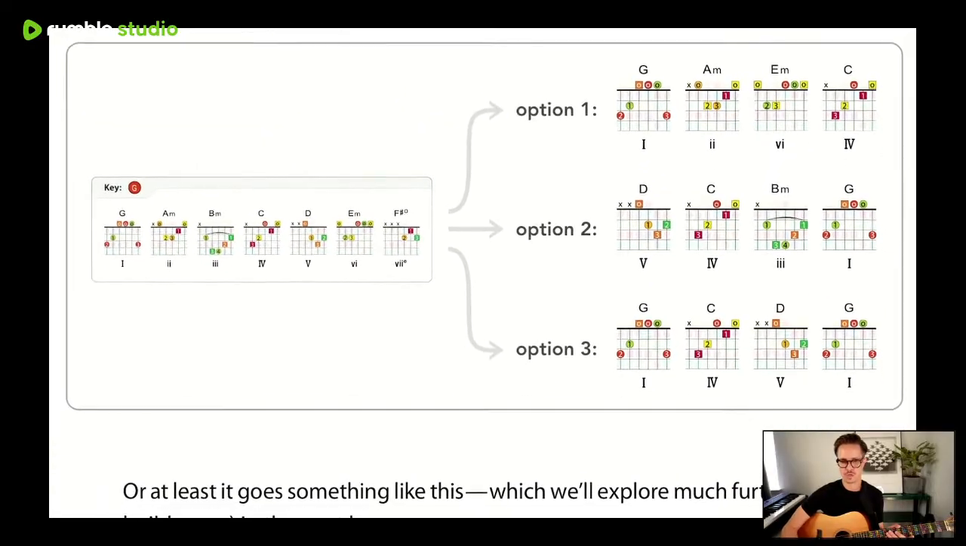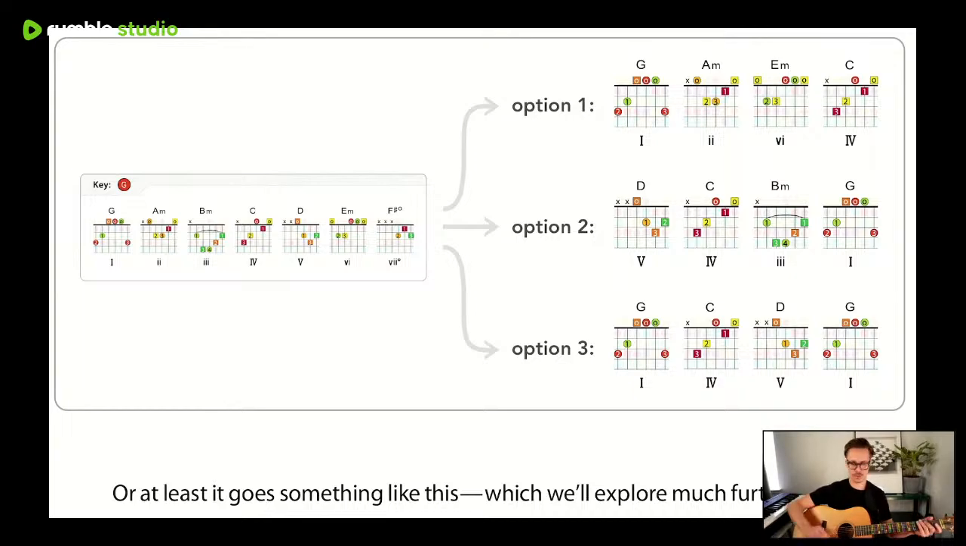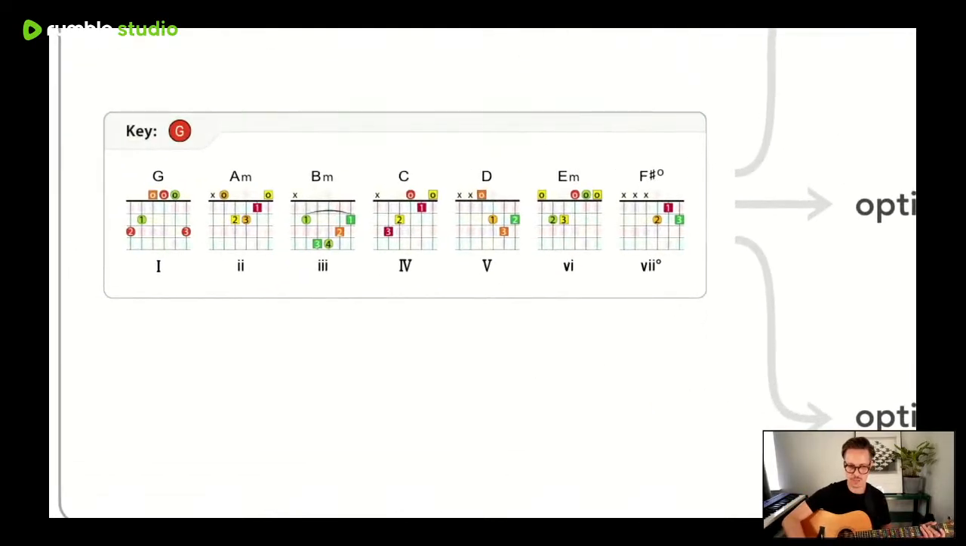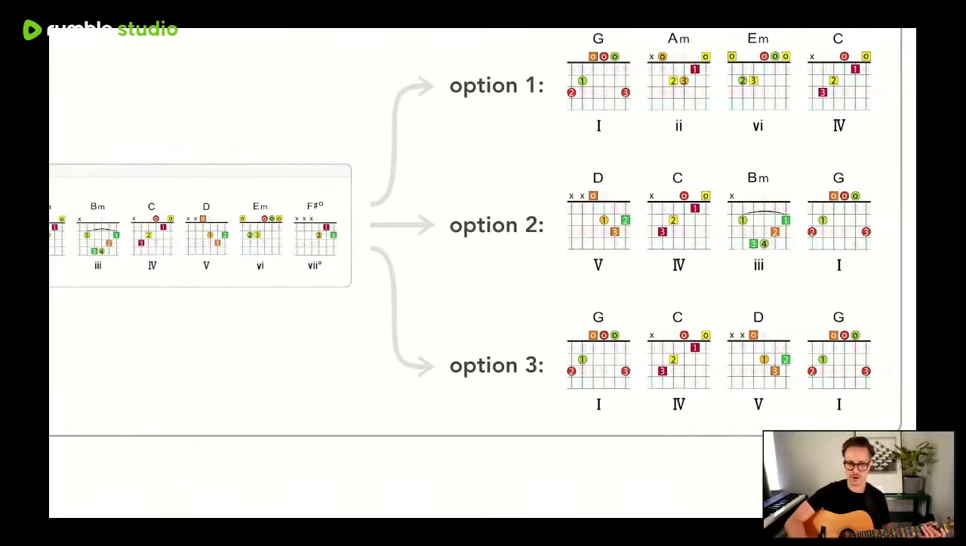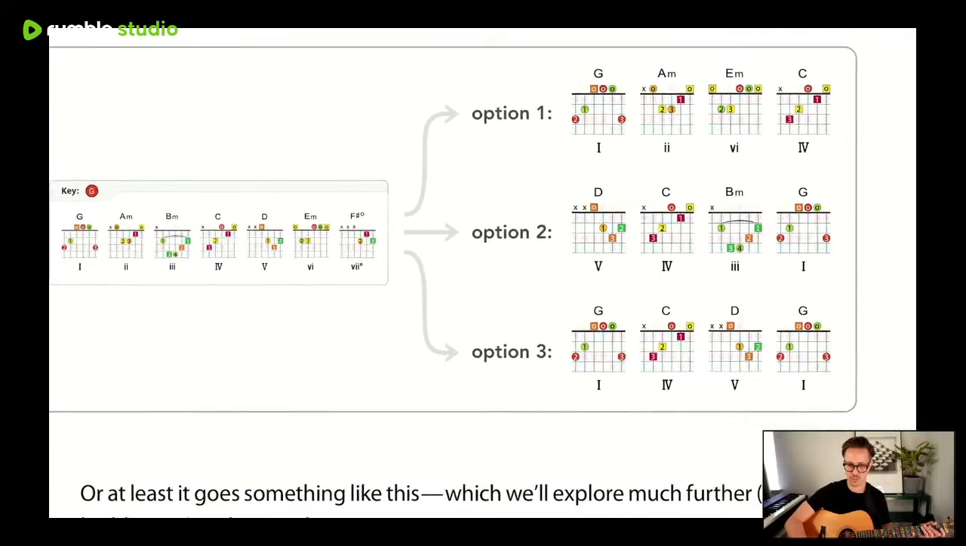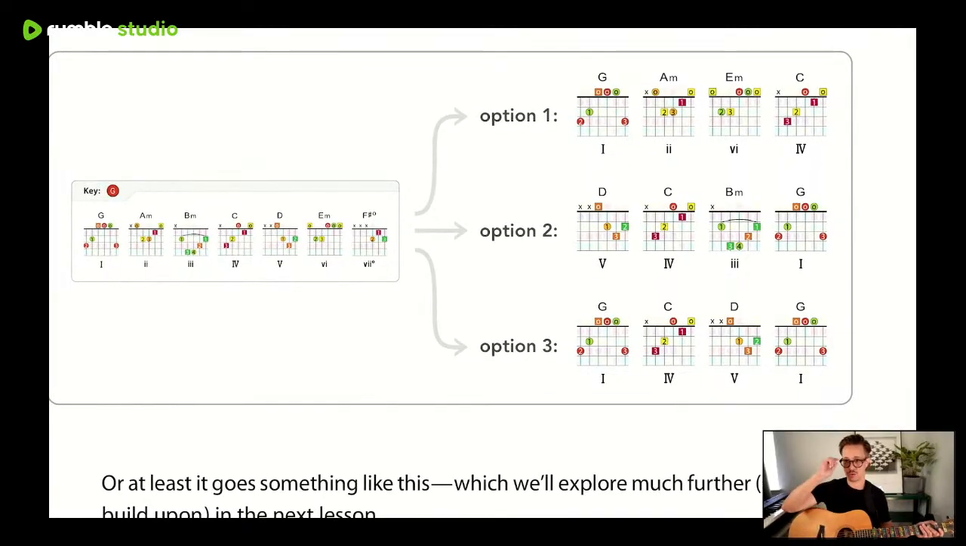So we're going to play through some of these examples. This diagram on the left is the key of G, chords 1 through diminished 7, and then these progressions are just some progressions that are subsets of that pattern that sound great.